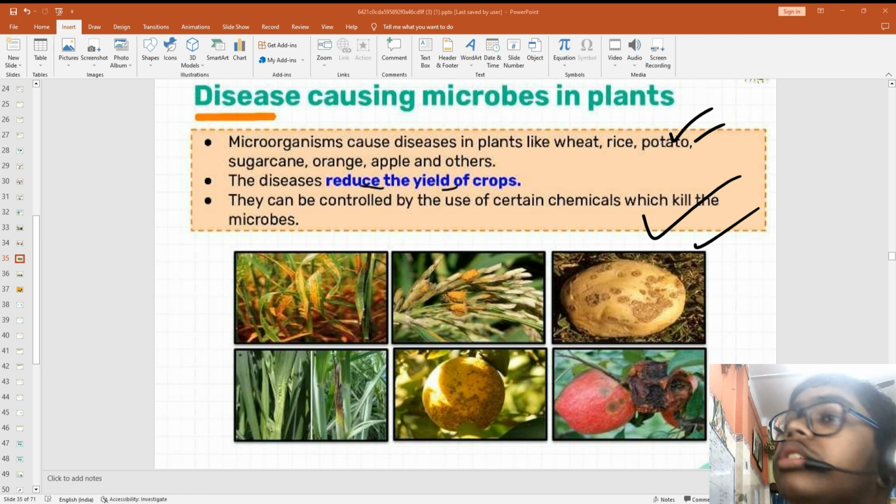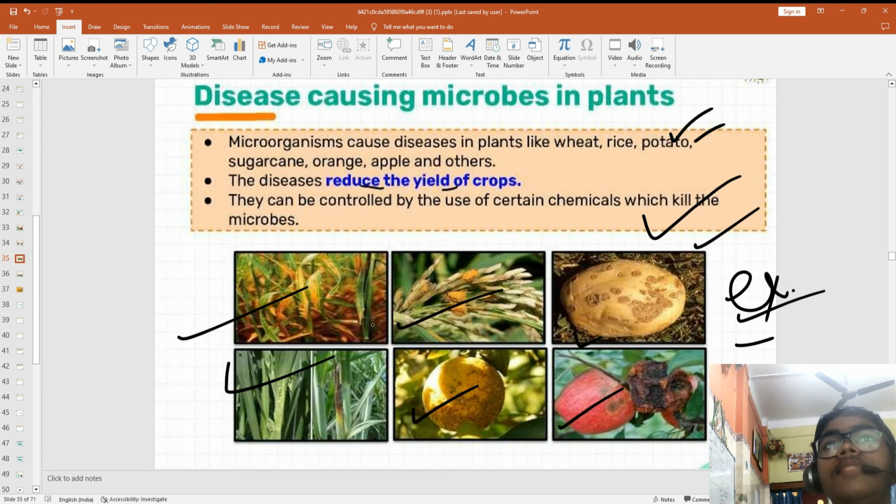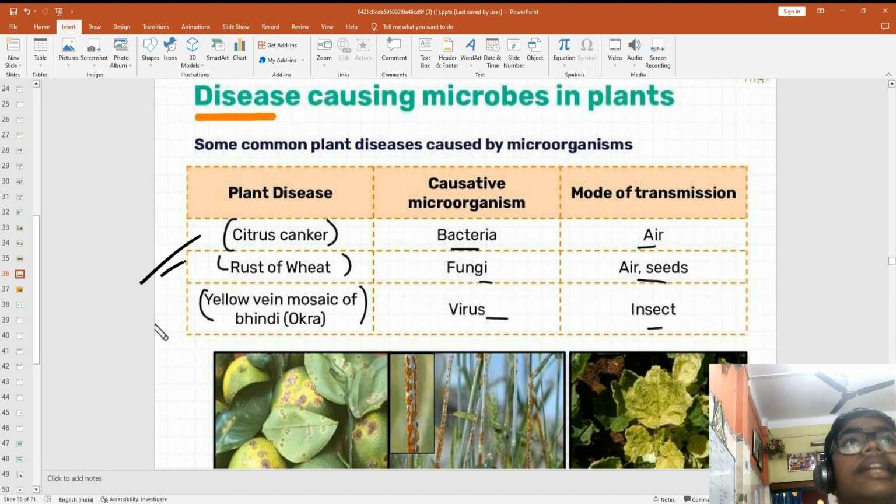Mainly viruses also affect this. So diseases are caused in two types, as I have told you: by the excreting of toxins, or by the normal disease caused by viruses. Okay, let's see. If this plant dies, how can it give a good yield? Citrus canker is caused by bacteria.